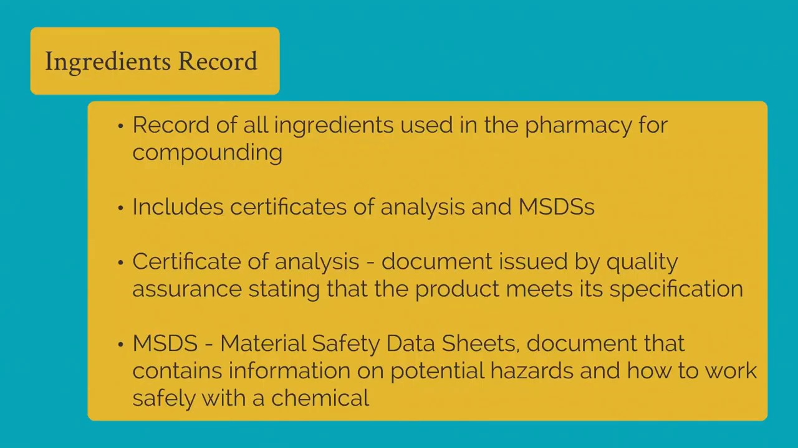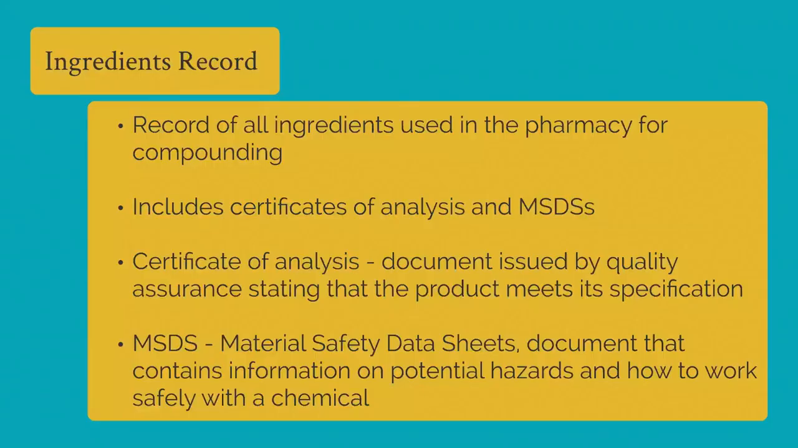A certificate of analysis is a document that's issued by the quality assurance stating that the product meets its specification. So this is basically receiving a certificate that says that if you ordered a powder, that the powder is 98.5% that powder. It's where the company went behind and weighed the powder, did whatever they needed to do to verify for you that you actually received what you ordered.